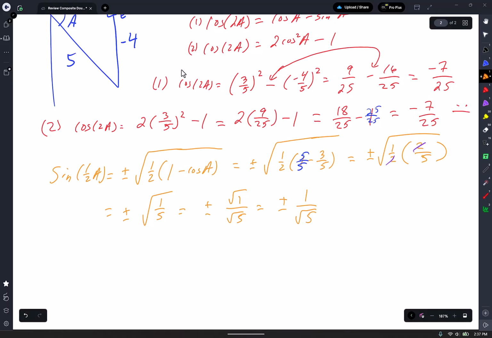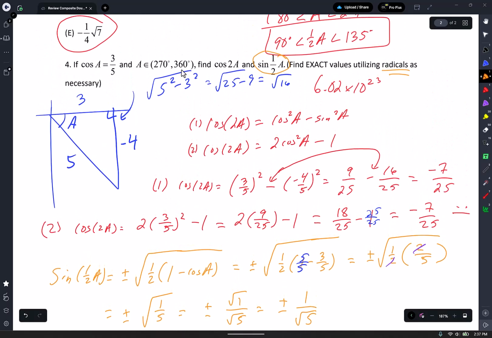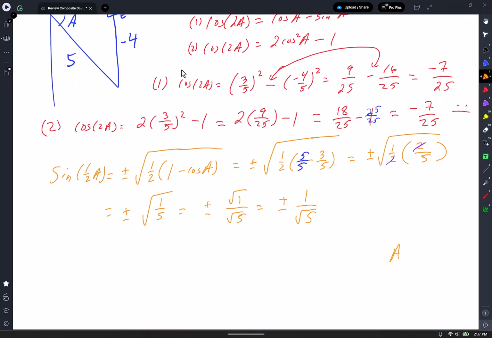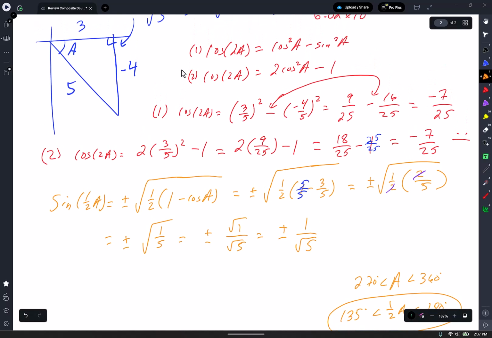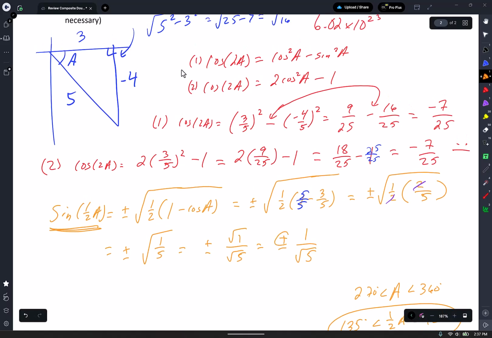Well, I come down here and I say, well, angle A is between 270 and 360. So I'm going to write A is between 270 and 360. So then I write half A. What's half of 270? 135. What's half of 360? 180. What quadrant is 135 to 180? Quadrant 2. It's all good. This is quadrant 2. In quadrant 2, is sine positive or negative? Positive. Circle the positive sign. You are good.